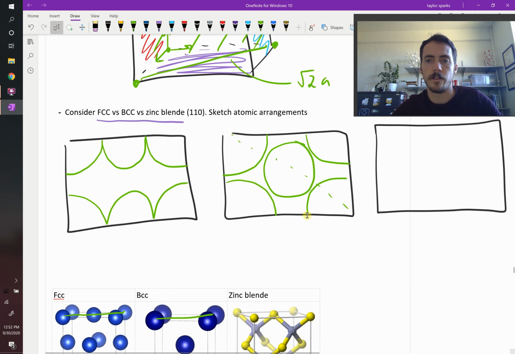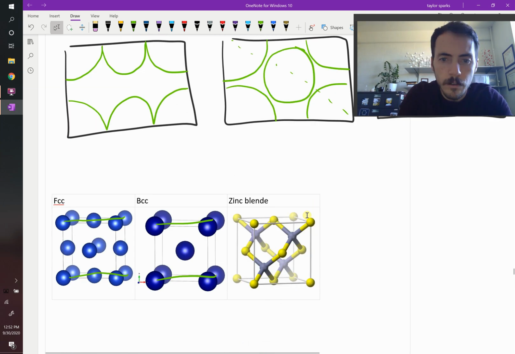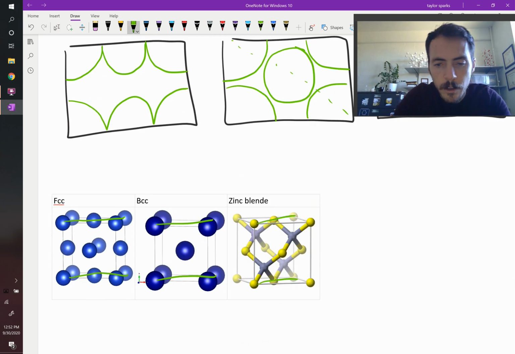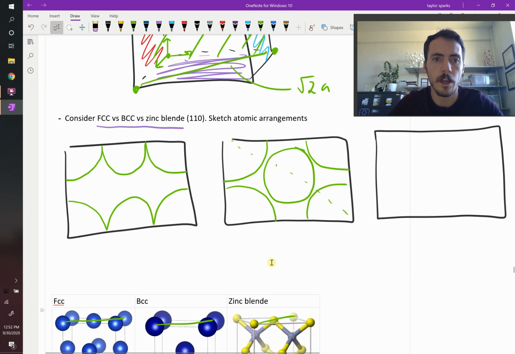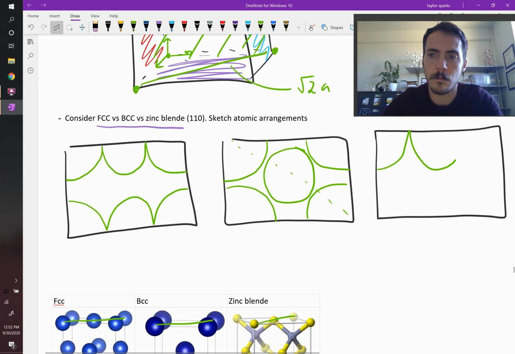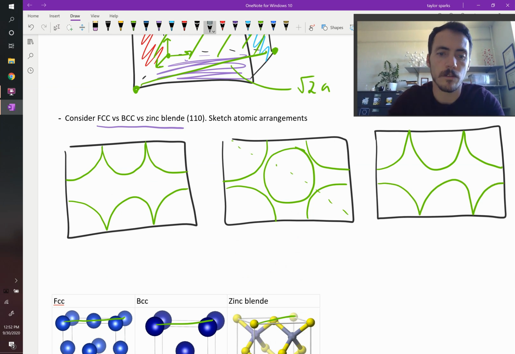Now let's do this last one, the zinc blende system. So if we draw this plane in there, it's going to have the ones on the corners and the tops and the bottoms, just like FCC, but it's additionally going to have these two gray atoms in the bottom. So we're going to draw whatever we had for the FCC. But now we're going to add these additional gray atoms that were down here.